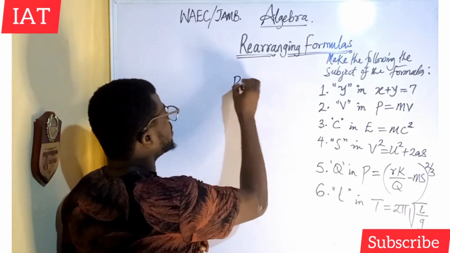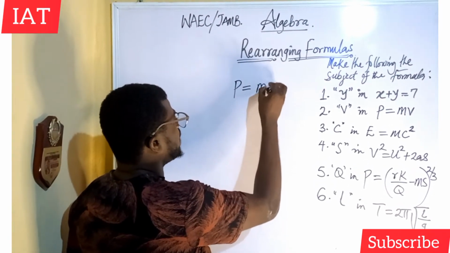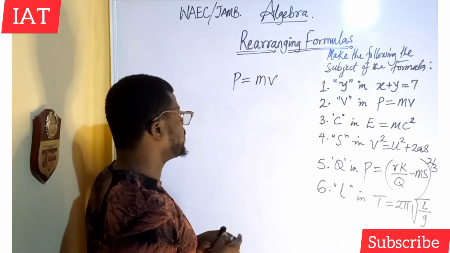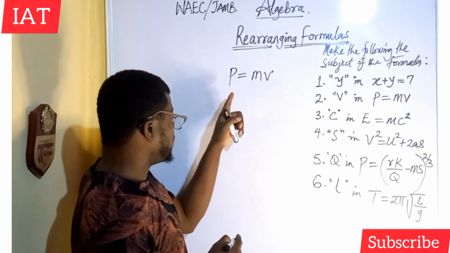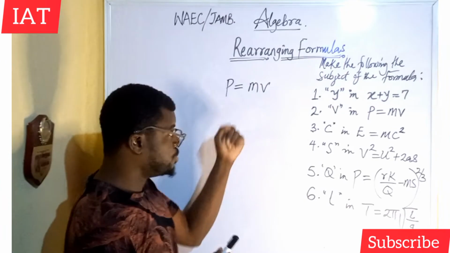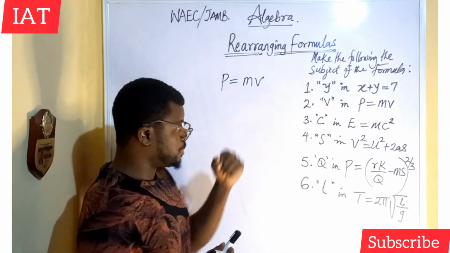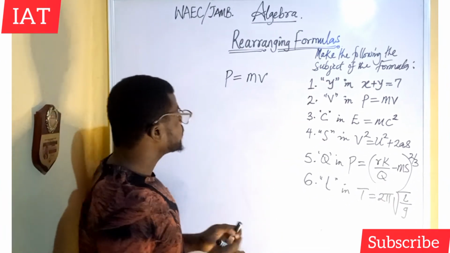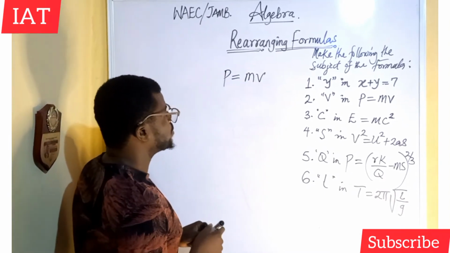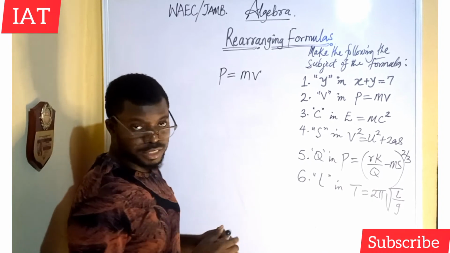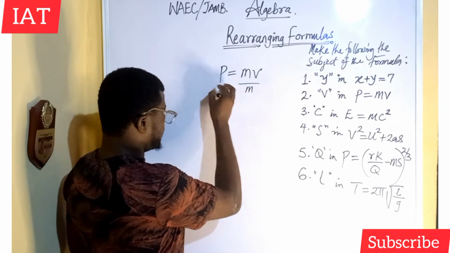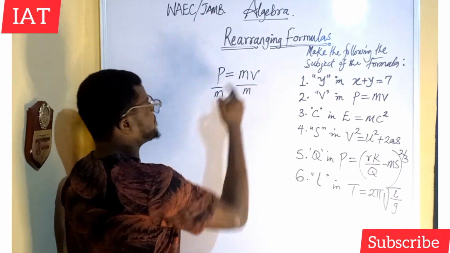We have P equal to mv. This is an expression in physics, used when you're looking for the momentum of a body. Momentum is always mass times the velocity of that body or that object. Similarly, this first expression is just a linear equation. So at this point, you want to make this v the subject of the relation. The best way you can approach this is to divide both sides by m.